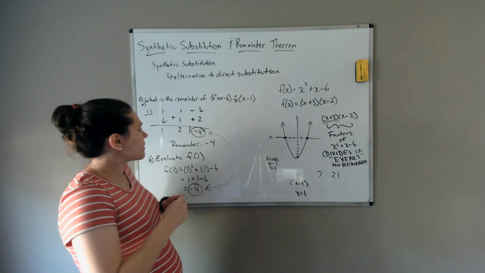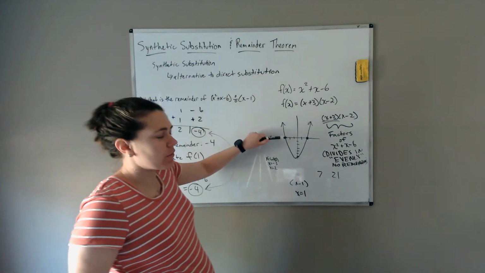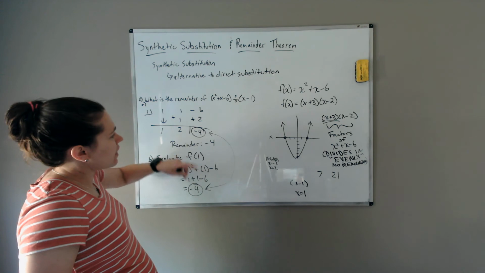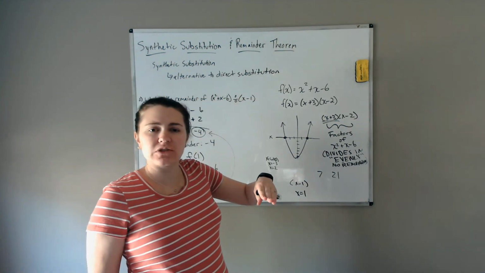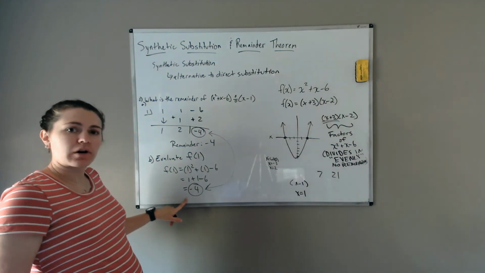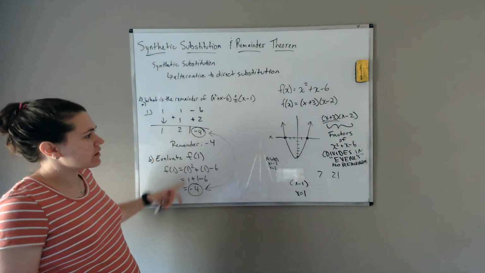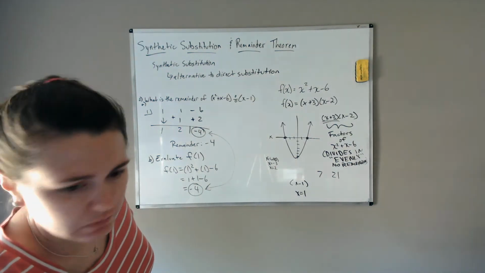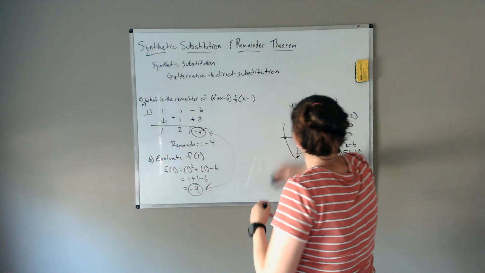Well, if my remainder was 0, I would have an x-intercept, right? My remainder is negative 4. That means I am 4 off from being 0. 4 below 0 would be an output of negative 4. Is this always going to happen? Yes, this is always going to happen. This is called your remainder theorem.